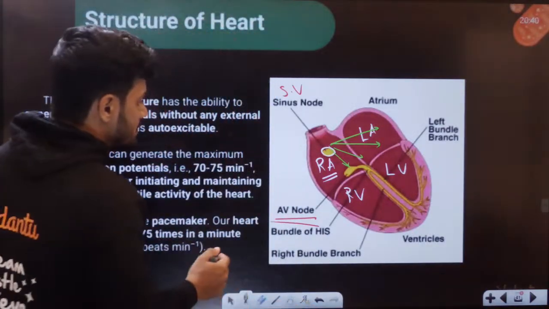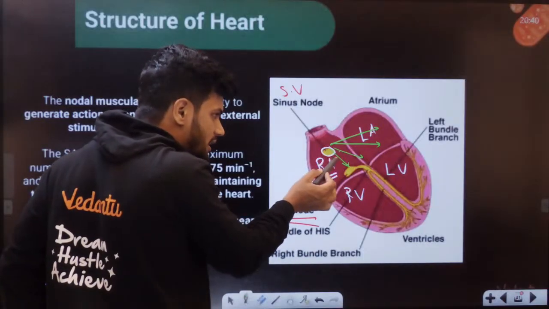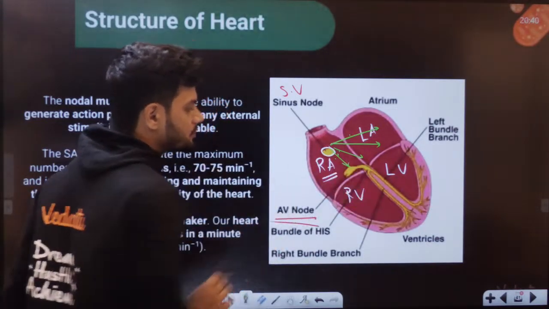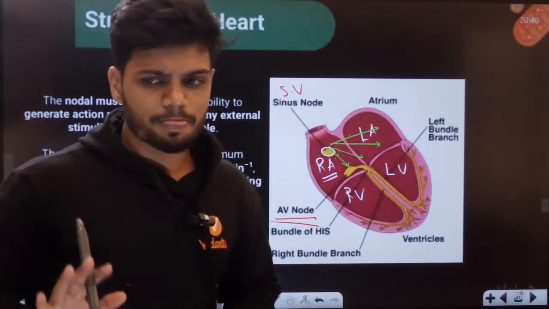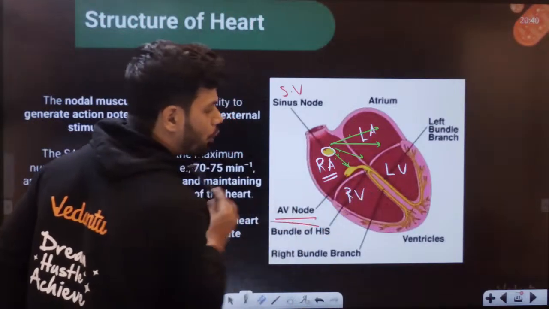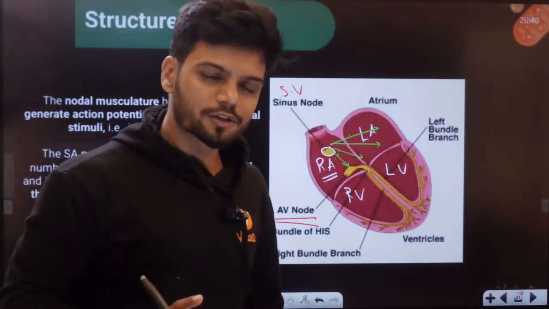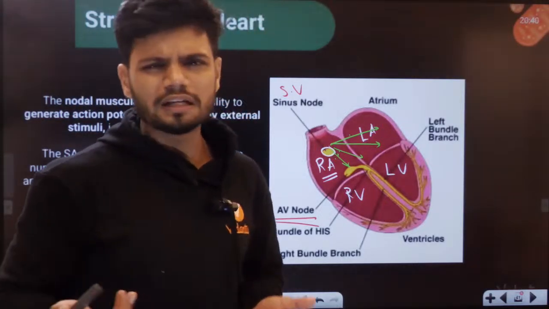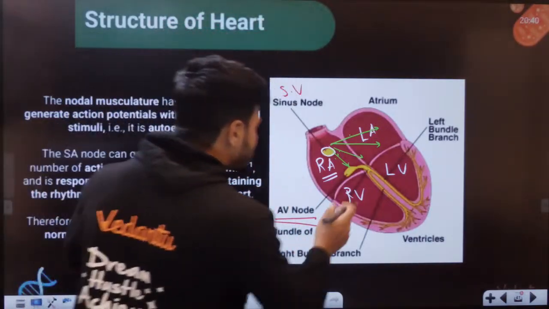Okay. Now, similarly, the AV node is present here. Now, these signals cannot reach the ventricles. The SA node signals will not reach the ventricles at the bottom. So, can we just leave the ventricles like that? We cannot leave the ventricles. So, for the ventricles, we have something called the AV node.